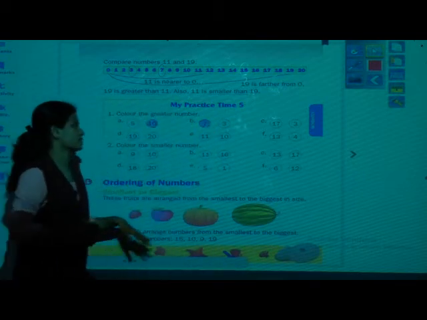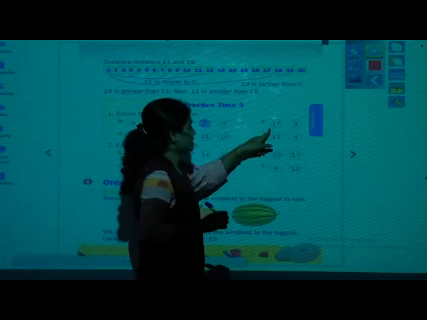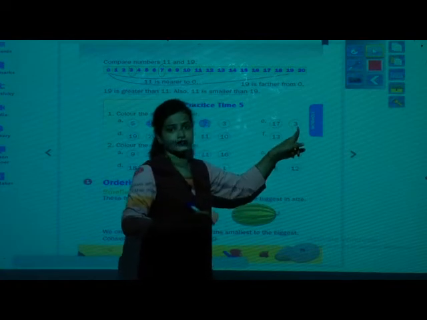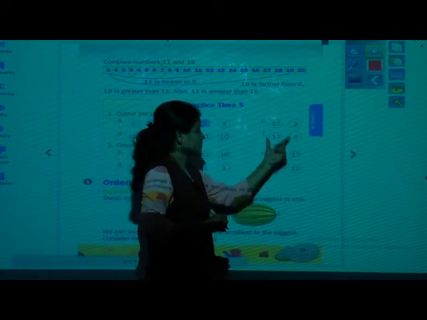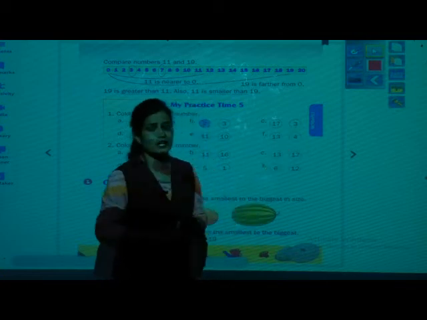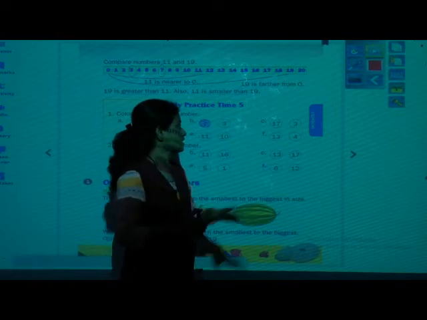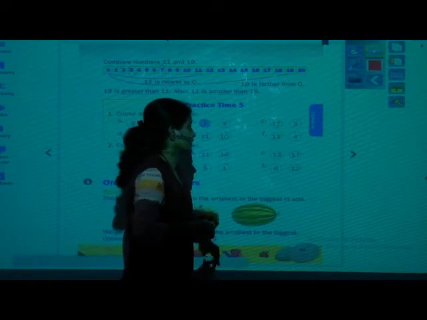Okay. Next, see 17 and 3. Now see, here 17 is there and here 3 is there. Which is smaller and which is greater? 17 is greater.